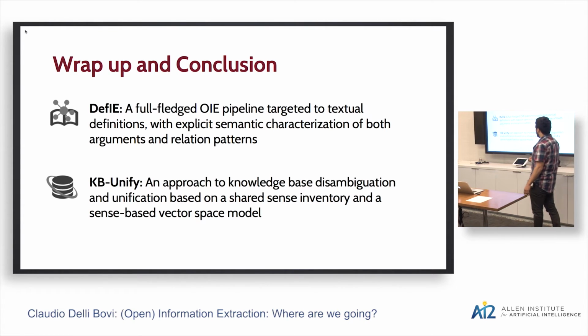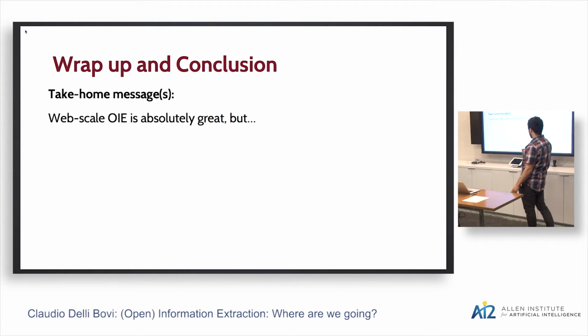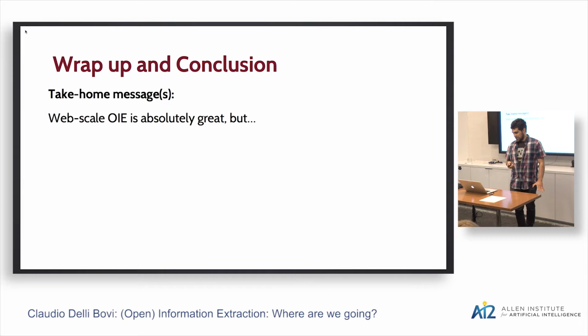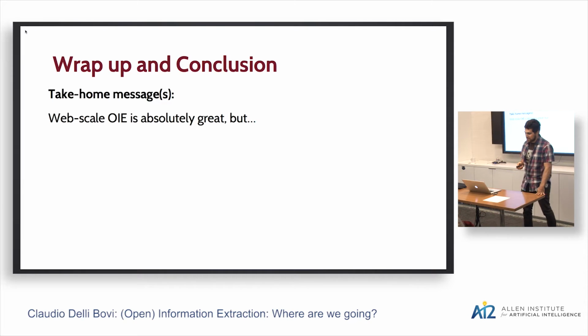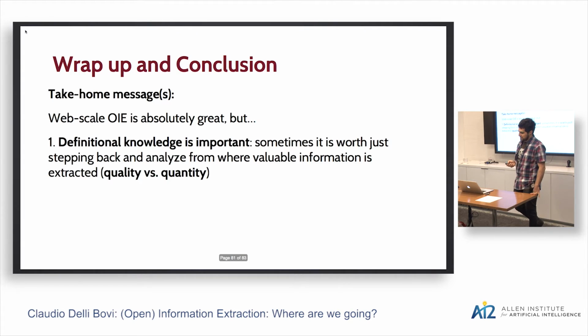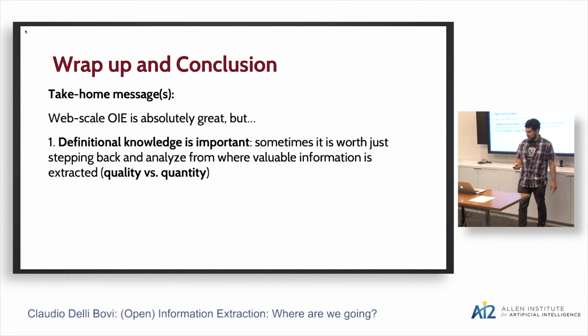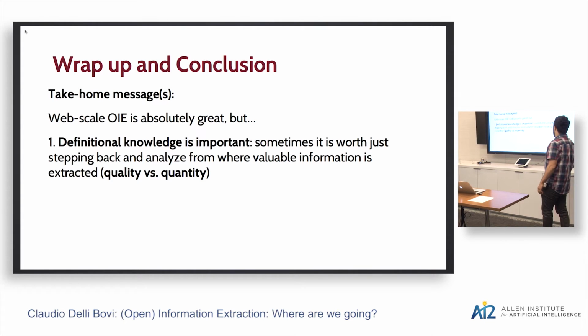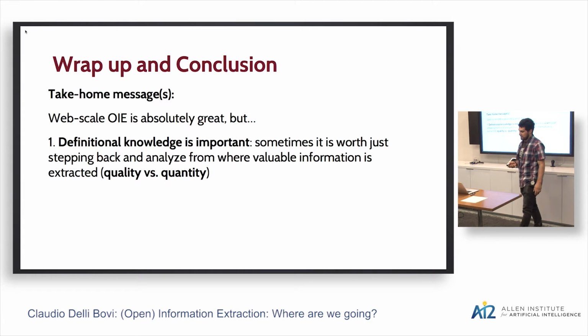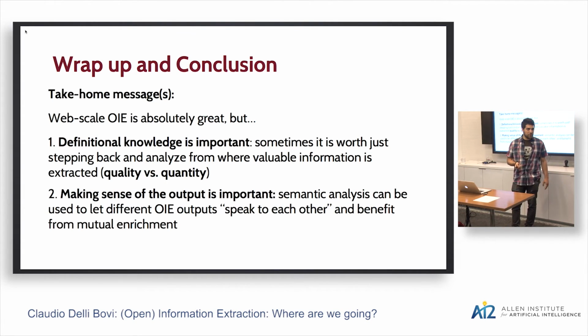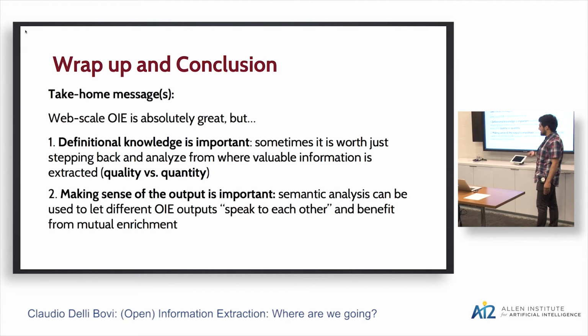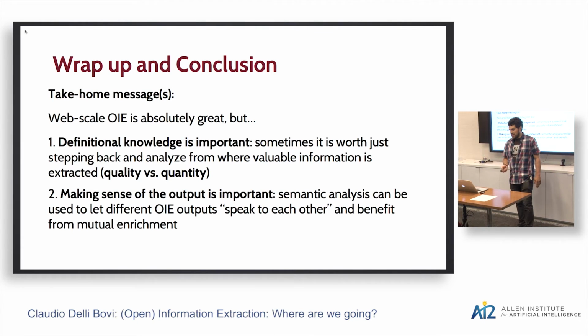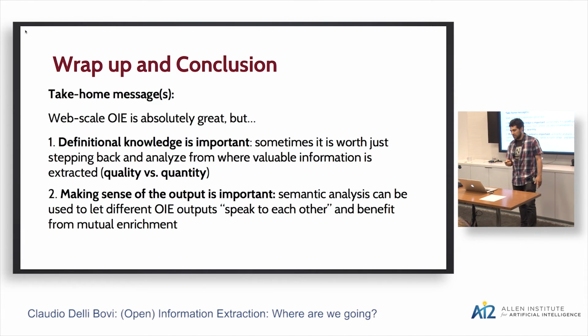The take-home message that I wanted to convey here is that we have OIE, web scale OIE is absolutely great, and it's definitely the way to go. But sometimes it's worth stepping back and having a look at where we are starting from, the data. So definitional knowledge is important. It's the same quality versus quantity trade-off as always. Also, making sense of the output of OIE is important. You can use semantic analysis like we did and see how different OIE outputs can speak to each other, and benefit from the fact that you can connect them. So you can have a mutual enrichment from this process.